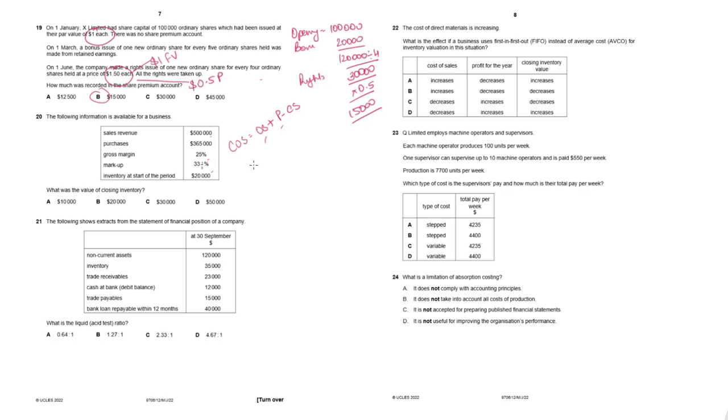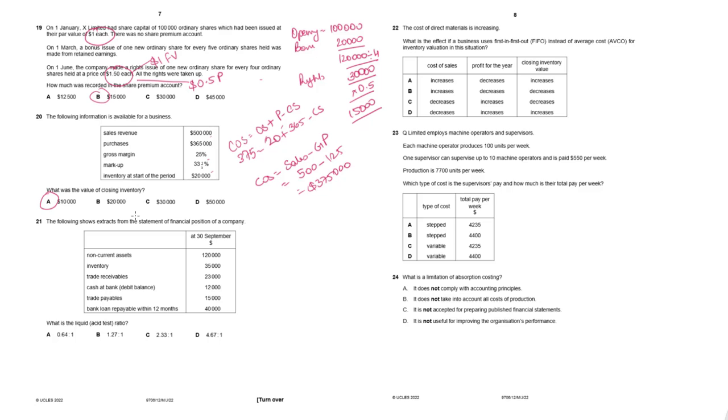Since we have revenue 500,000 and gross margin 25%, we can say cost of sales is equal to sales or revenue minus gross profit. 500,000 minus 25% of 500,000, 125. So it means 375,000 is the cost of sales. When we put this in the equation, 375 is equal to opening inventory 20 plus purchases 365 minus closing inventory. So 385 minus 375, 10,000, 28.